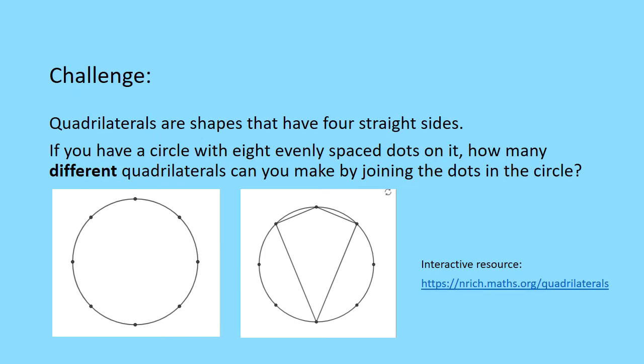So now here's your problem solving challenge. Quadrilaterals are shapes that have 4 straight sides. If you have a circle with 8 evenly spaced dots on it, how many different quadrilaterals can you make by joining the dots in the circle? There's a sheet on the website that you can print out to mark on the quadrilaterals as you find them.